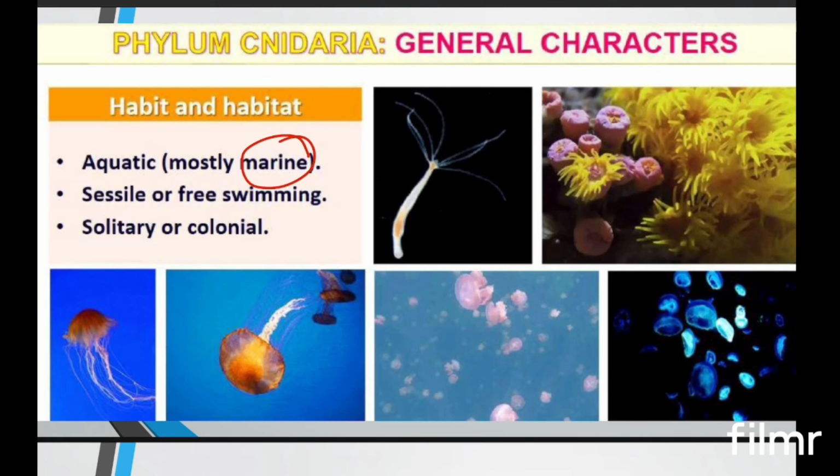If you check the habitat, most of these organisms are aquatic, and among them marine forms are the most common. Here you can see both sessile forms, which are non-motile and not moving at all, and freely swimming organisms in the same phylum. They can live as solitary forms, that is alone, or as a colony. Colonial forms are mostly seen in corals. Maybe you have heard about corals, which are very famous. We will discuss them later.